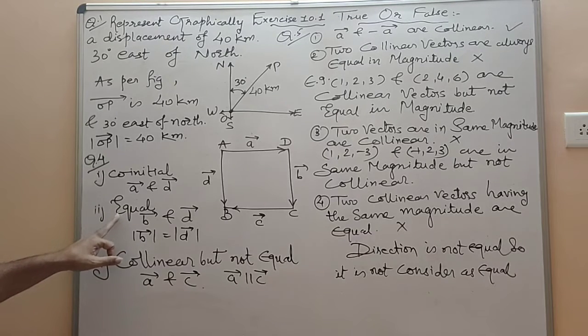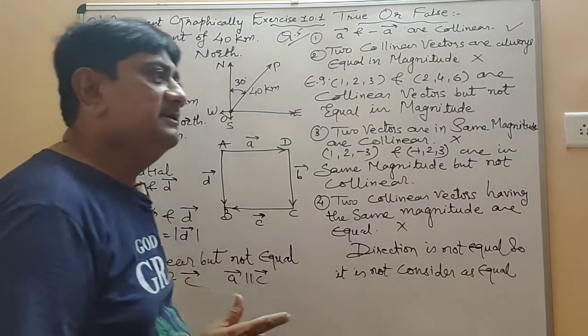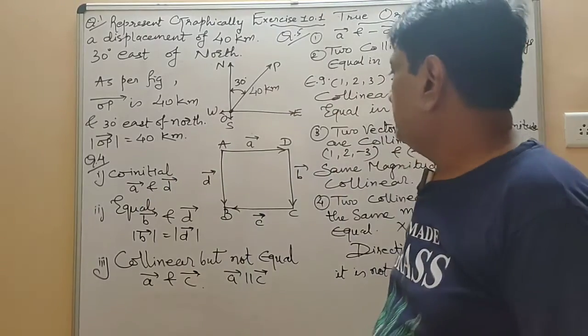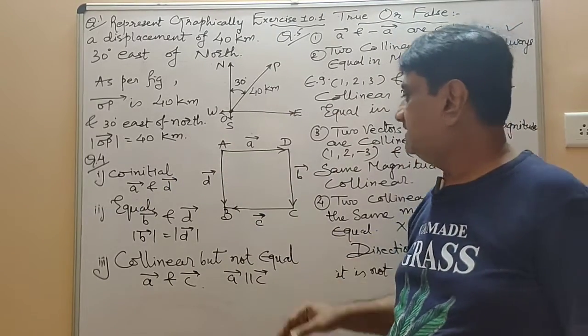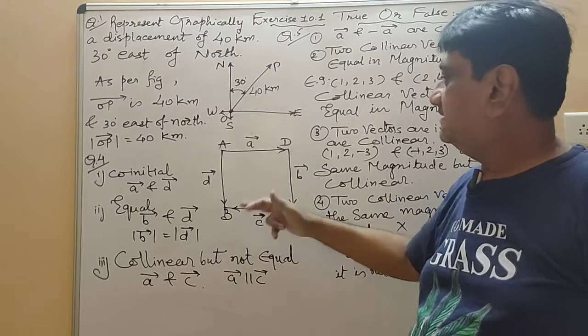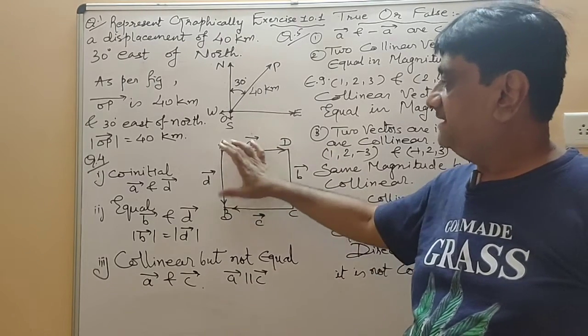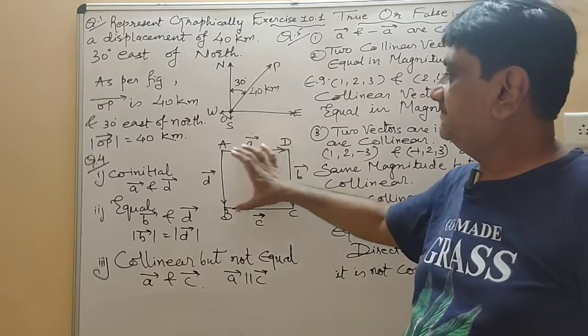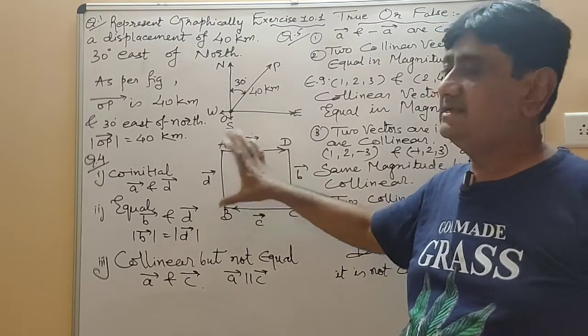Now second is equal vectors. So which are the equal? The meaning of equal vectors is that direction is same and length is same. The direction is D to C vector and A to B vector. The direction is same, A to B and D to C. And the length is also same. This length and this length is equal.